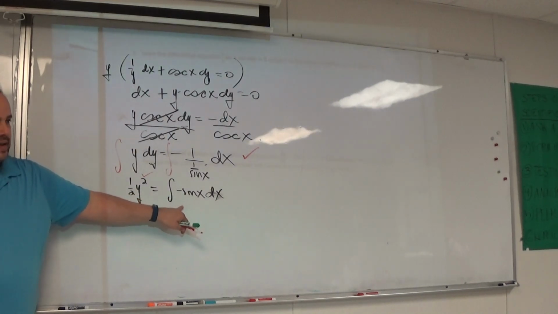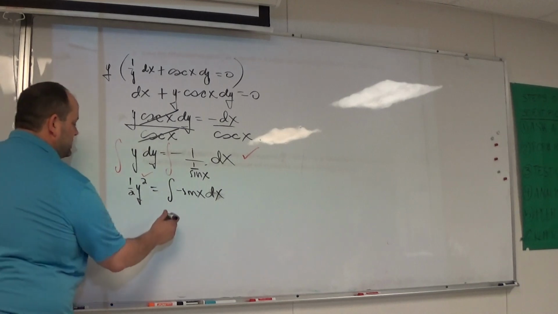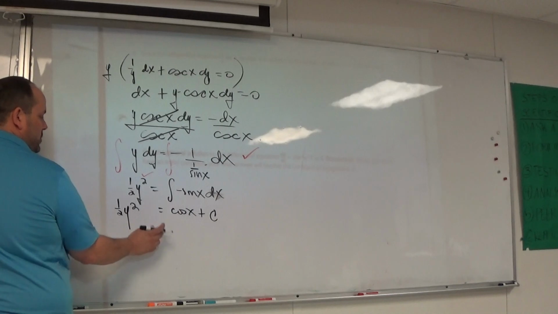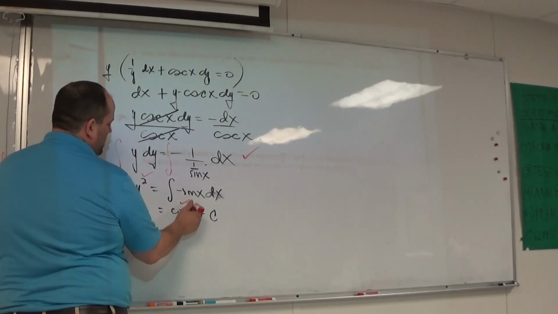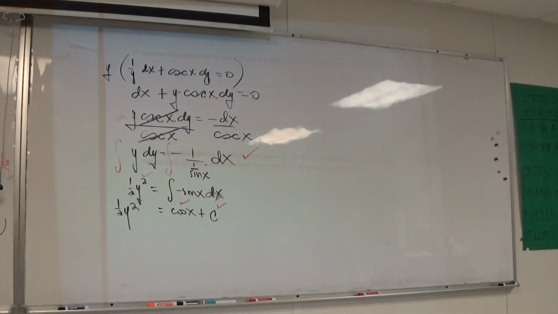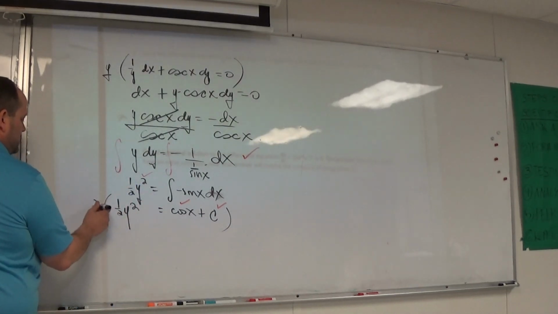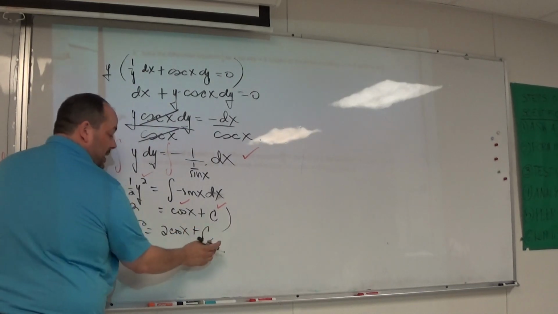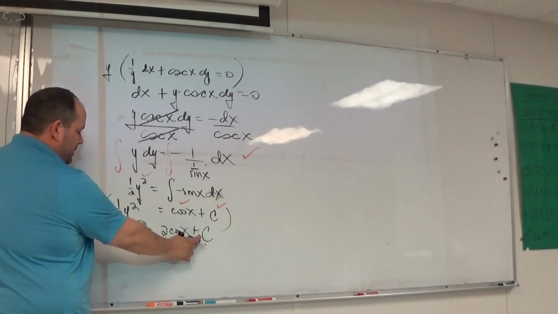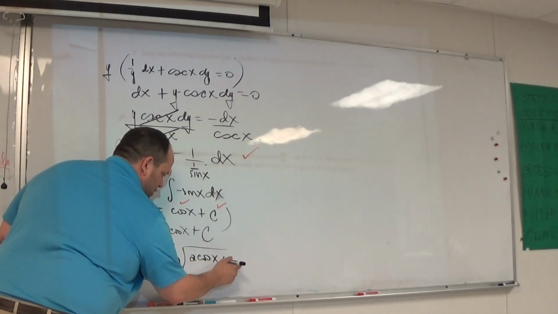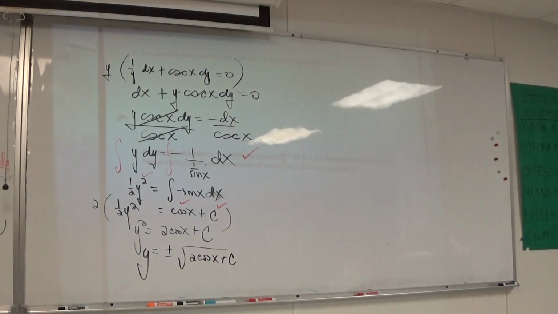What has negative sine of x as its derivative? This is cosine of x. So 1/2 y squared equals cosine of x plus c. You integrated correctly. You got the constant of integration. What's left? Solve for y. We're going to multiply by 2 again. Y squared is 2 times cosine of x, and I'm just going to write plus c. We're going to take a square root. Y equals plus or minus the square root of 2 cosine of x plus c.